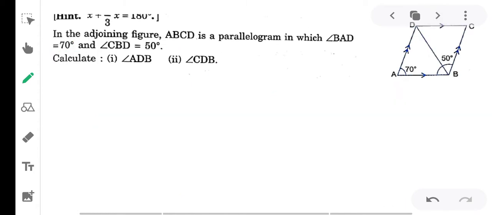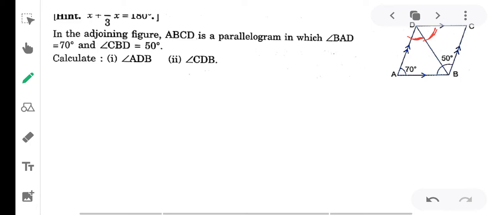Clear? Next question. In the adjoining figure, ABCD is a parallelogram in which angle BAD is 70 degrees and angle CBD equals 50 degrees. CBD, this angle is 50 degrees. Then calculate angles ADB and CDB.